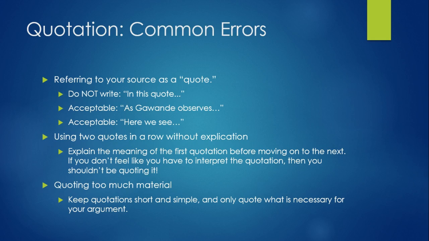The most important thing you're going to be doing is integrating quotations into your own sentences, even if you have to break up the quotation to make it work. Another common error is using two quotes in a row without explication. Explication is your own very detailed explanation of the quotation, of the author's words. The fix: explain the meaning of the first quotation before moving on to the next. And if you don't feel like you have to interpret the quotation, then you shouldn't be quoting it.